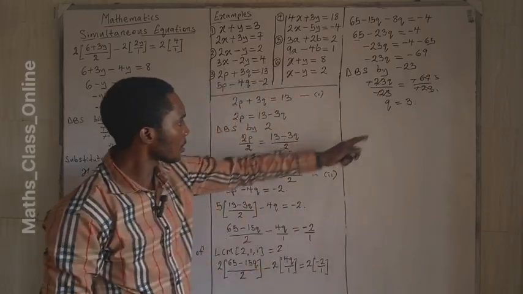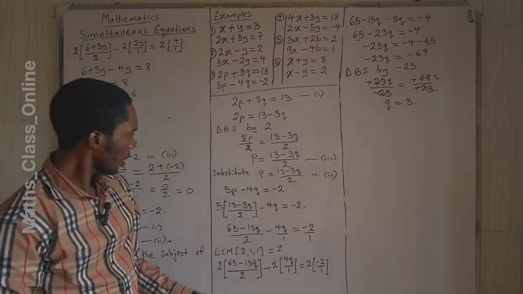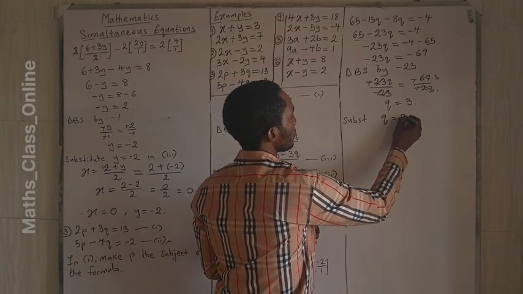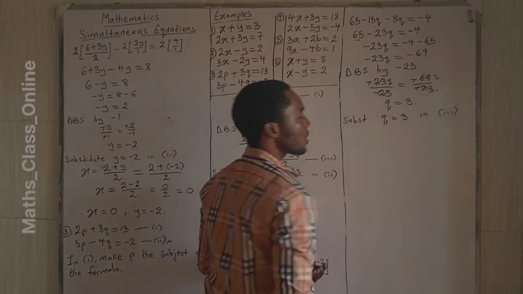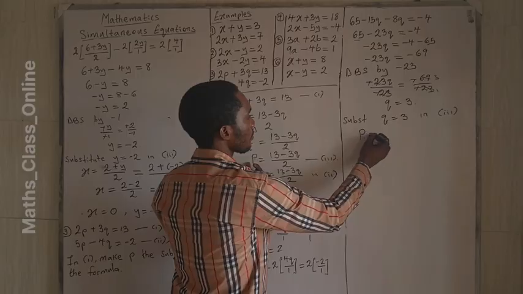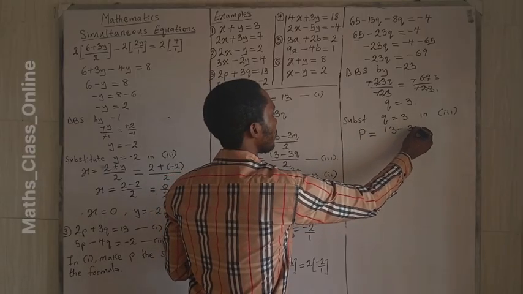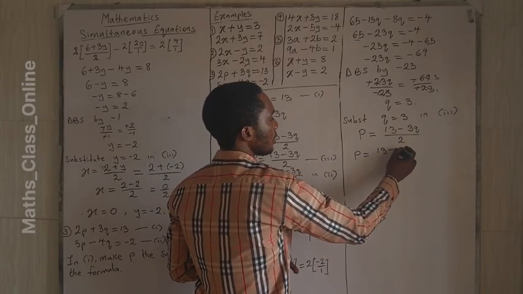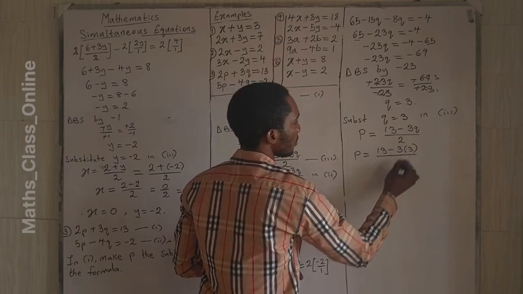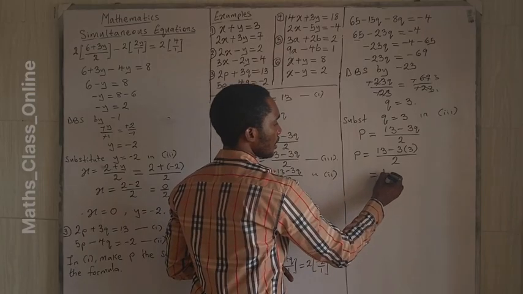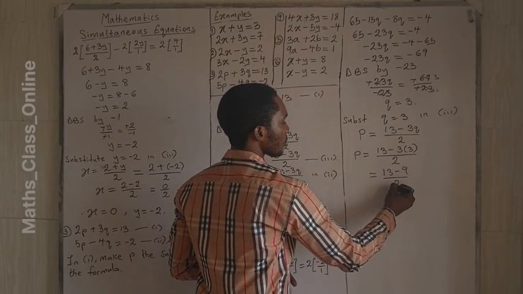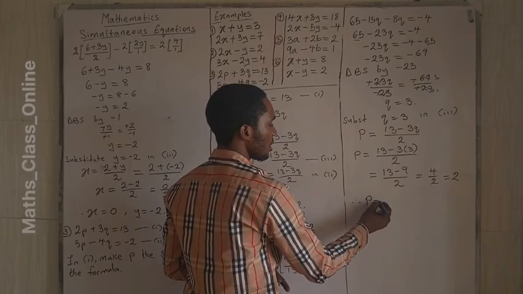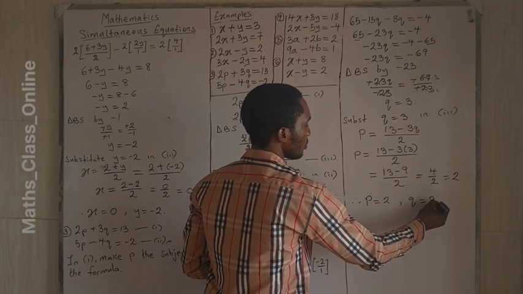Now the next step is to substitute the value of q equals 3 into equation 3. And what is our equation 3? That is P is equal to (13 minus 3q) over 2. P is equal to 13 minus 3 times 3, which is 9, over 2. 13 minus 9 is 4, divided by 2, which is equal to 2. This means that P is equal to 2 and q is equal to 3.